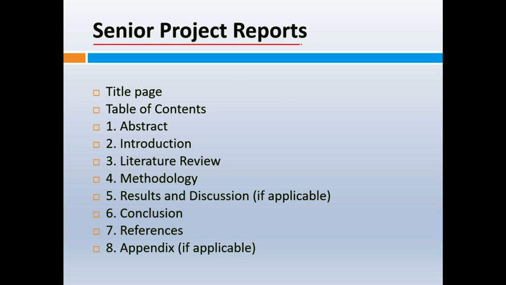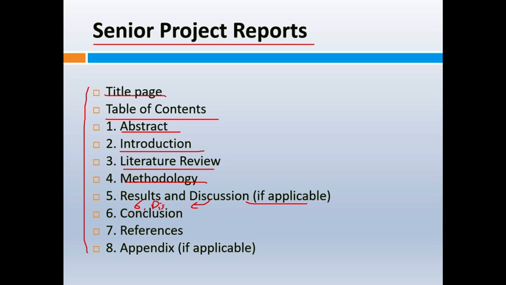So you all know the senior project reports. You can all reach these reports from the website of the faculty. The content for the senior project reports is given like this. You have a title page, table of contents, abstract, introduction, literature review, methodology, results and discussions, or sometimes we can put discussion in a separate section if this is applicable, of course. Then you have conclusion, references, and appendix. Okay, so this is the outline for your reports.